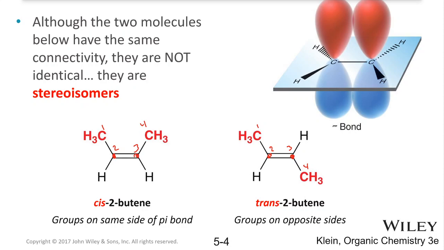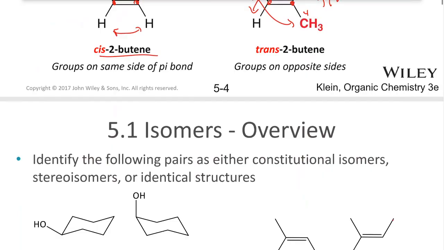So the molecule on the left has the methyl groups on the same side, and so this is cis 2-butene. The molecule on the right has the methyl groups on opposite sides. So this is trans 2-butene. Notice also that the hydrogens are on the same side or opposite sides, respectively, and hydrogens are also qualifiers for cis and trans. So we'll talk about that a little bit more later on.